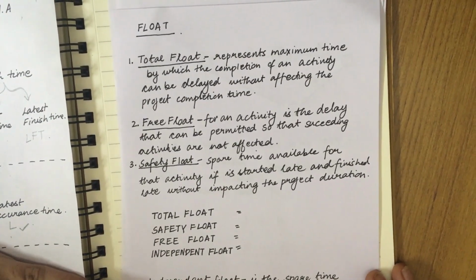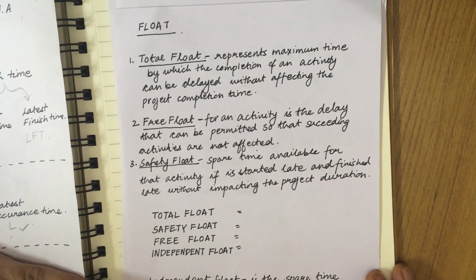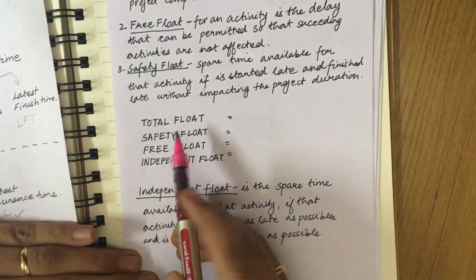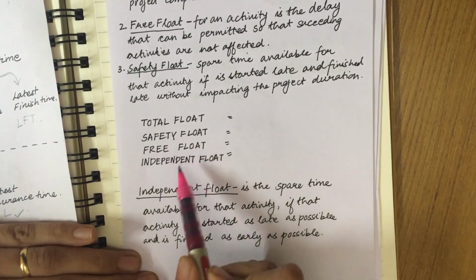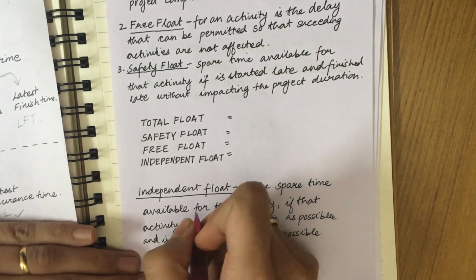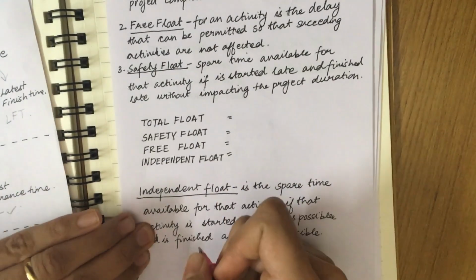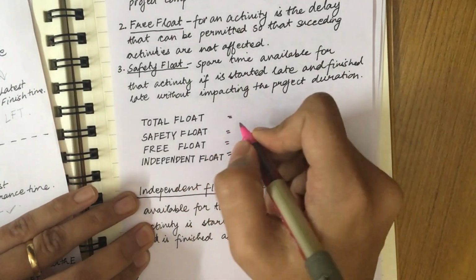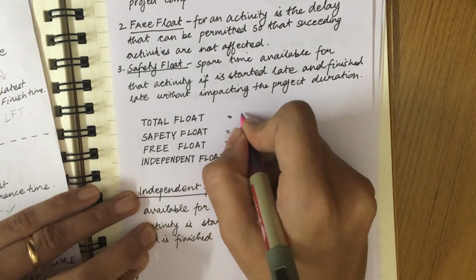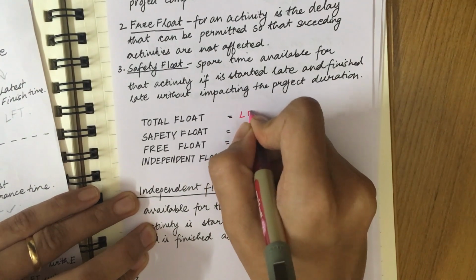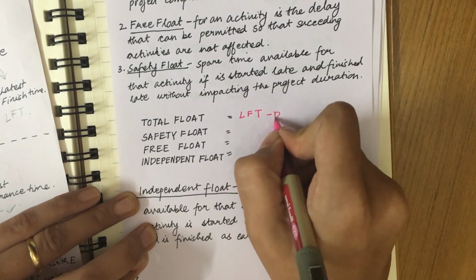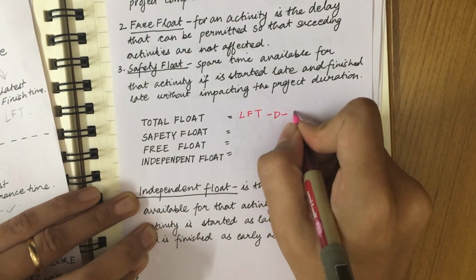For any given project, there are 4 kinds of float, named as total float, safety float, free float, and independent float. So you can calculate the float value for any of the activities. For that, the formulas are: total float is LFT minus duration minus EST.